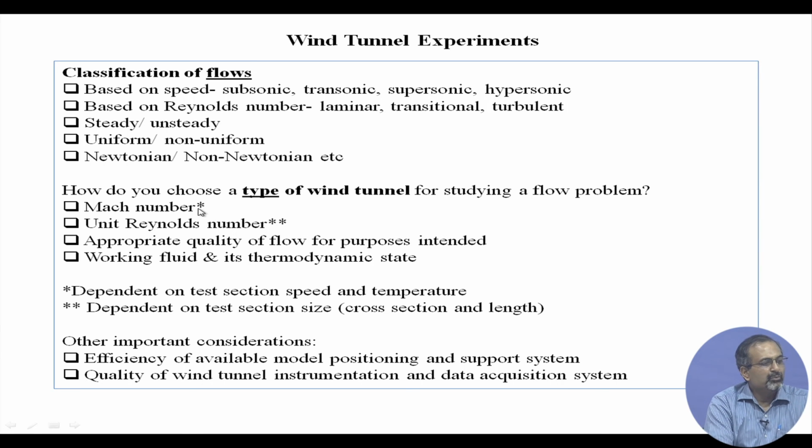And then we have put two stars here, a single and double star here, just to draw your attention to the fact that if you are talking about Mach number, the Mach number is certainly dependent on the kind of test section speed you are talking about, and also the temperature over there, because the acoustic speed will depend on that. And say for example unit Reynolds number, if you are talking about it, it will depend on the test section size that you are planning for. It depends on the cross section, the length, and things like that. So they are all interconnected with each other, and there are more concerns that you have to address.